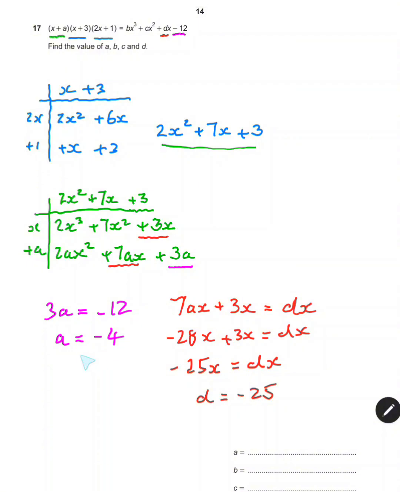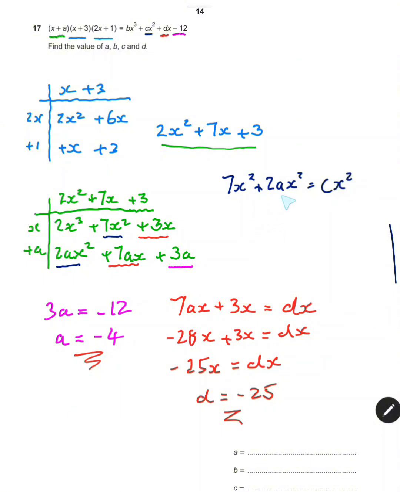So I've got a, which I needed to get D. The only thing that's missing is C and B. So let's keep working backwards through this expansion. Let's look at 2ax squared and 7x squared. They're my x squared terms, and they must match cx squared. So let's write that down. 7x squared added to 2ax squared must match cx squared.